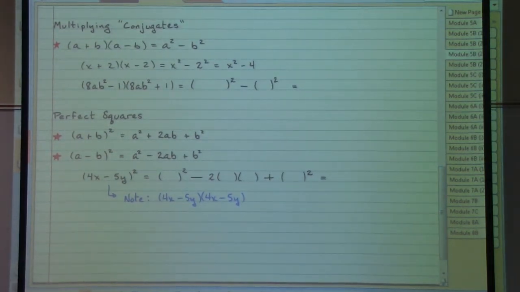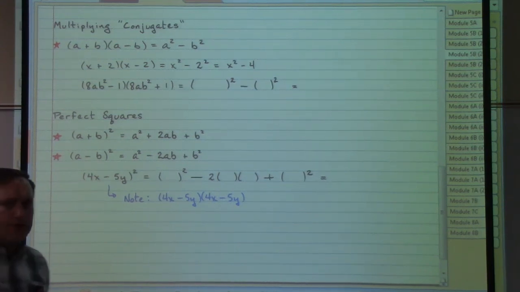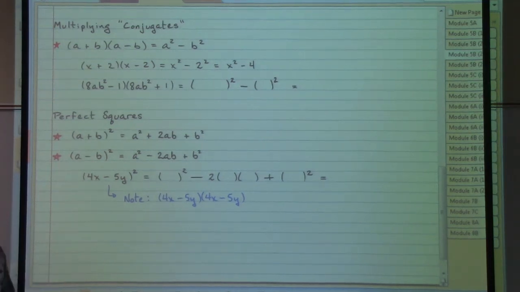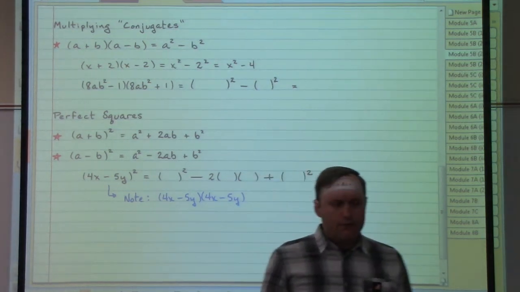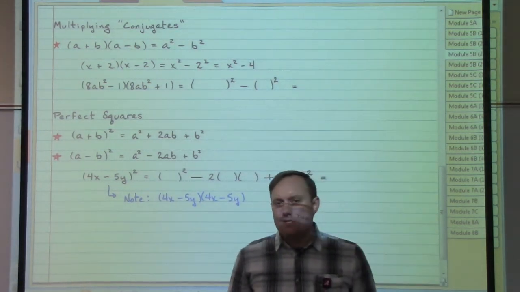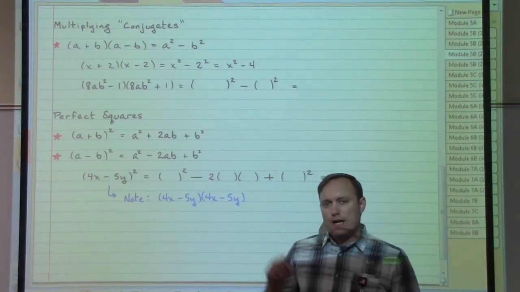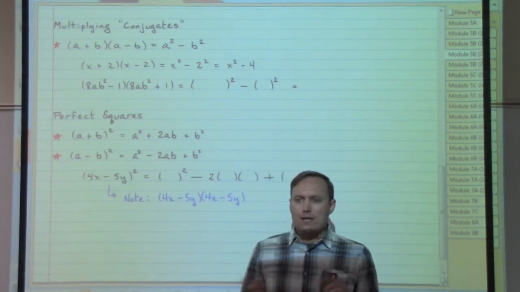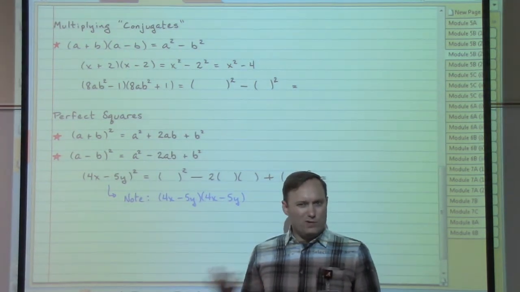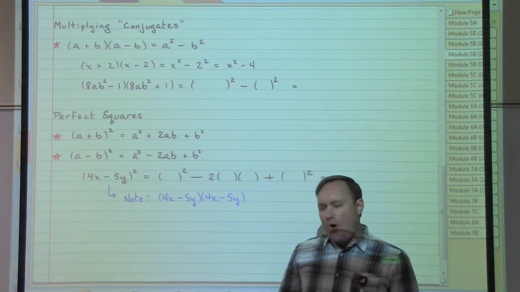The other thing worth mentioning in regards to multiplying would be the special kinds of multiplying problems. And the first example here that I have refers to what we call conjugates. Notice that in that formula that's starred there at the top of the screen, you have a binomial in the first set of parentheses that's almost identical to the binomial in the second set. We've got an a plus b, we've got an a minus b. So they have the same first term, they have the same second term, except one's got a plus in the middle, the other one's got a minus in the middle.